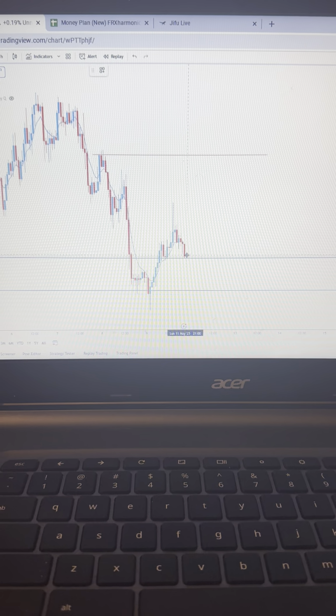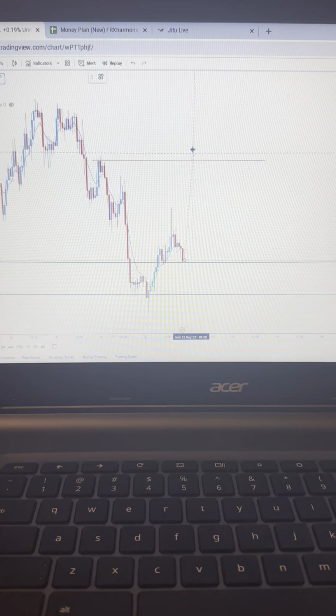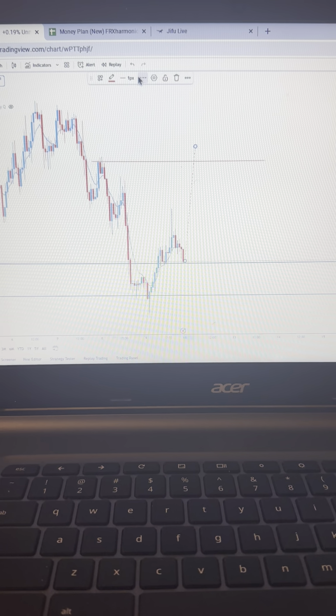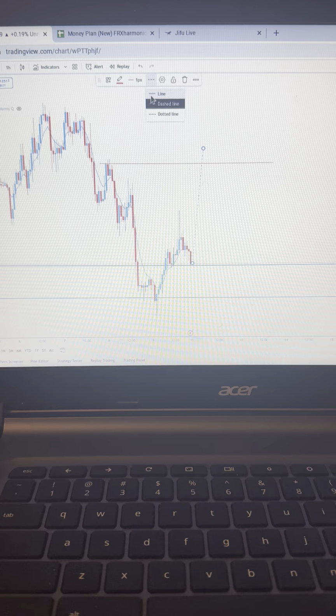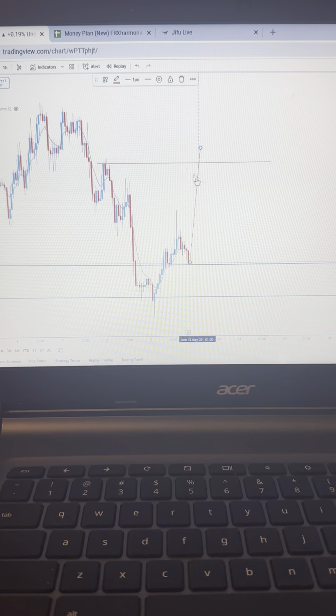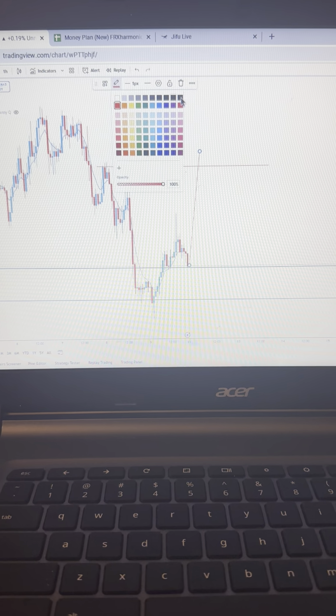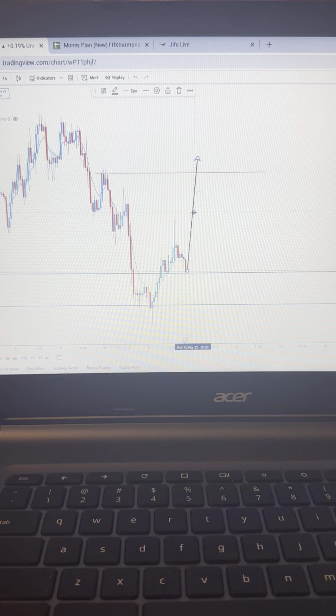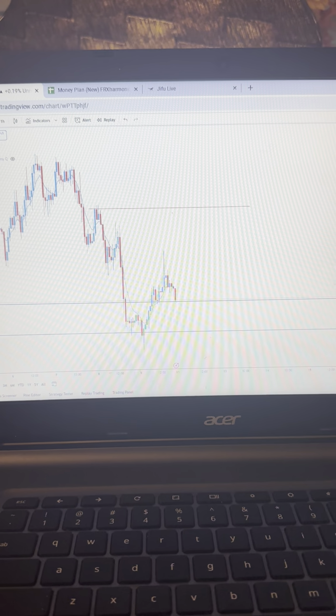I'm looking for this market to push up. Hold on. Let's change this to a solid so y'all can see exactly what I'm looking for. I'm gonna change this to black. I'm gonna change this to 2 so y'all can see that. So let's do this over.